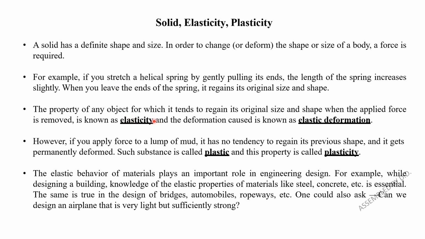The property of any object for which it tends to regain its original size and shape when the applied force is removed is known as elasticity, and the deformation caused is known as elastic deformation. This type of deformation is generally observed in any elastic material, so it is called elastic deformation.